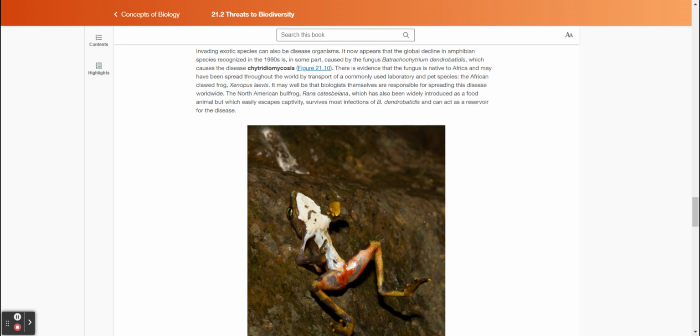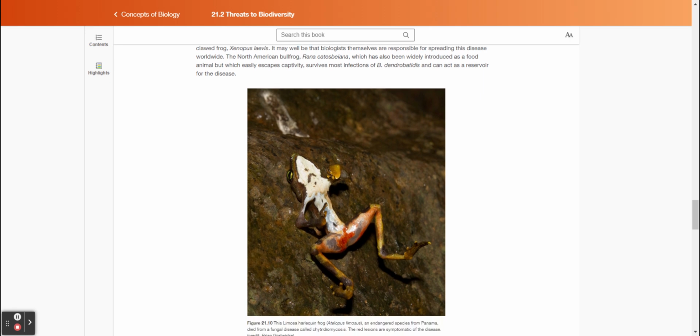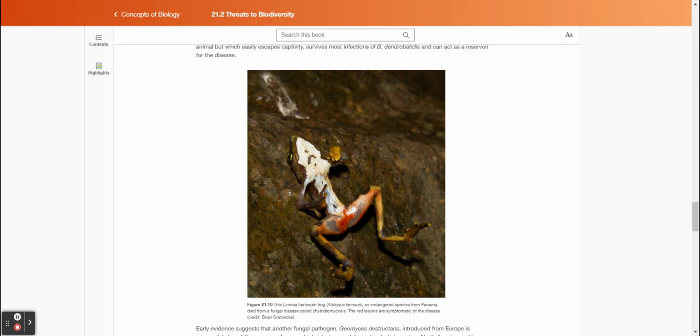The North American bullfrog Rana catesbeiana, which has also been widely introduced as a food animal, but which easily escapes captivity, survives most infections of B. dendrobatidis and can act as a reservoir for the disease. Figure 21.10. This Limosa harlequin frog, an endangered species from Panama, died from a fungal disease called chytridiomycosis. The red lesions are symptomatic of the disease.